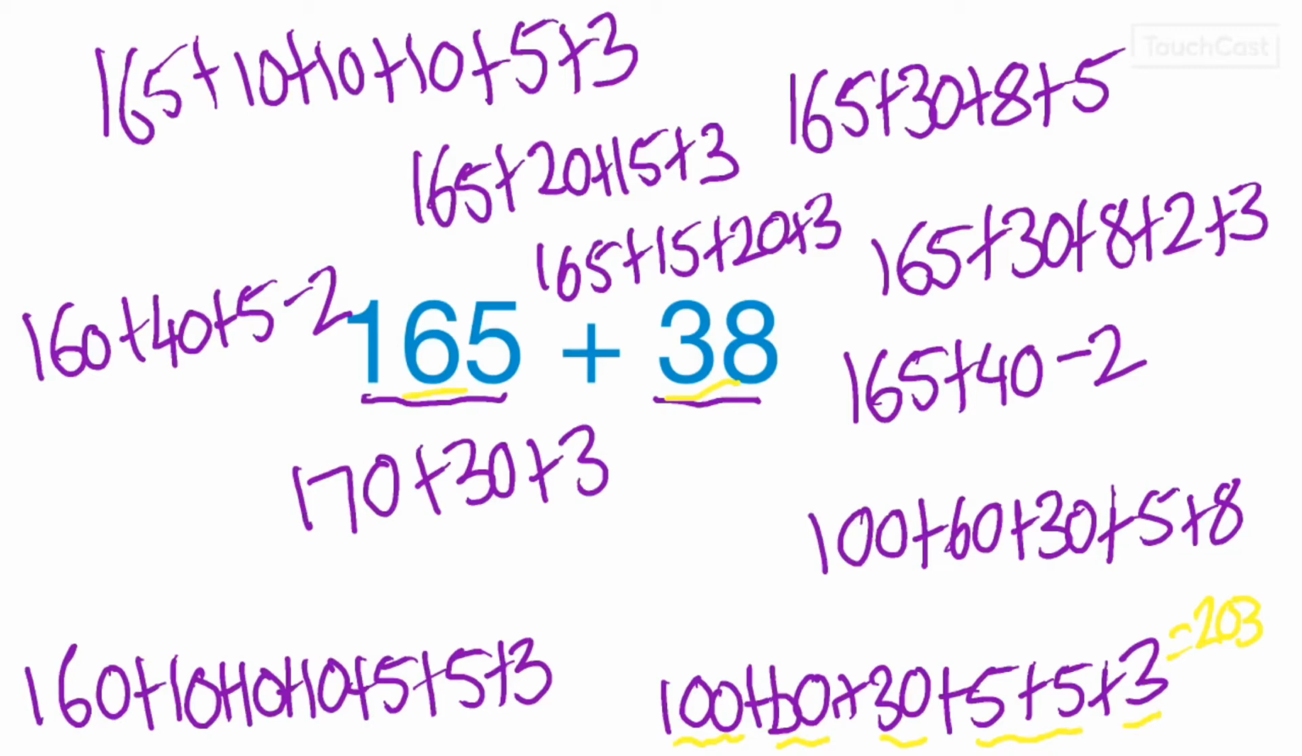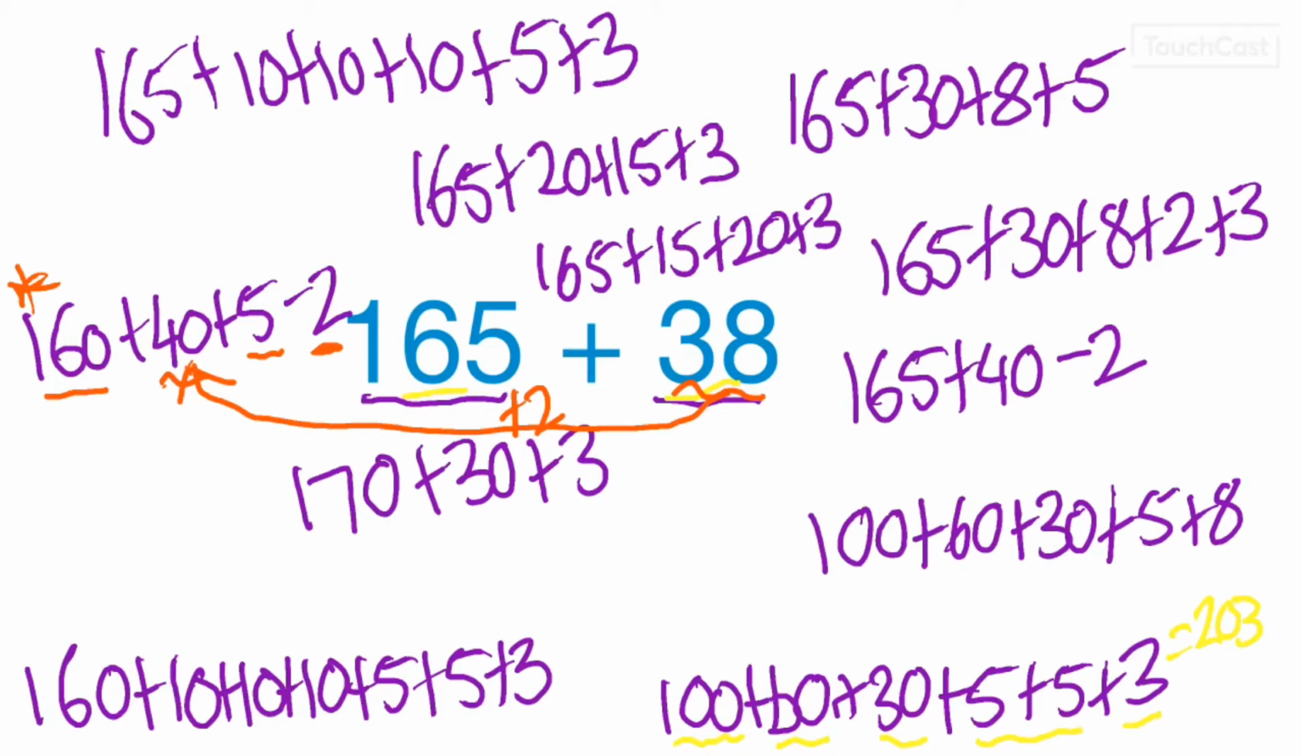The other one I'm going to highlight is this strategy right here. I noticed that 38 was close to a friendly number, one that I could add a little bit easier. So what I decided to do was break up 165 into 160 and 5, and then I decided I would add 40, because 40 is only 2 more than 38. So when you go from 40 to 38, all you're doing is taking away 2. But then of course before I finish I have to make sure that I subtract that 2 that I added on earlier. And then I have mine worked out.